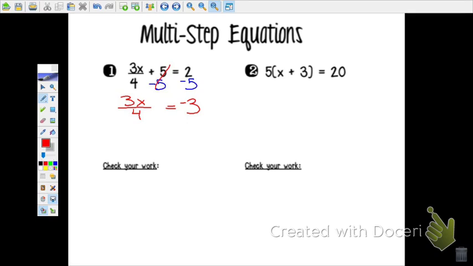The denominator does not have a variable, so that's what we get rid of next. So instead of dividing by 4, I'm going to multiply by 4. So 3x equals negative 12. And then I finish by dividing by 3. So x is equal to a negative 4.